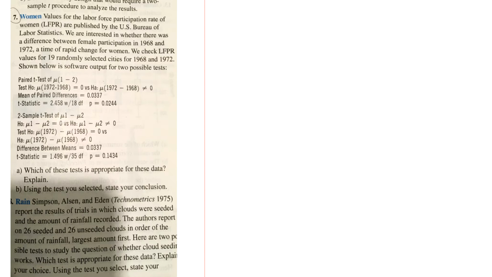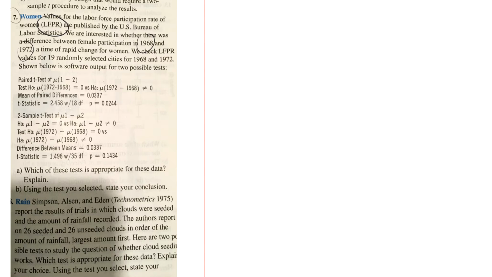So we have values of the labor force participation rate of women, the LFPR, which I'm sure you're all familiar with, published by the U.S. Bureau of Labor Statistics. We're interested in whether there was a difference between female participation in 68 and 72, a time of rapid change for women. We checked the LFPR values for 19 randomly selected cities in 68 and 72, and we got a software output for this. You have to look at this closely.